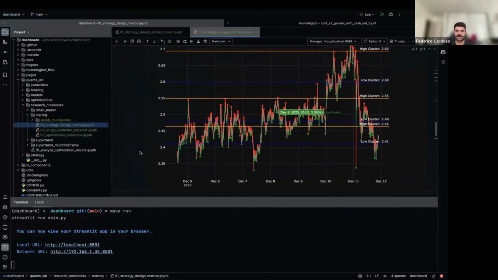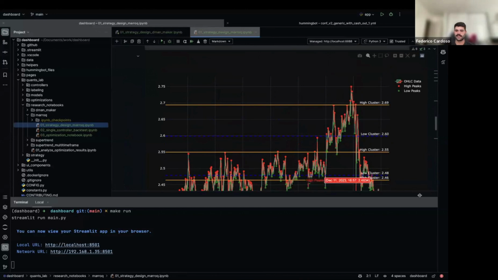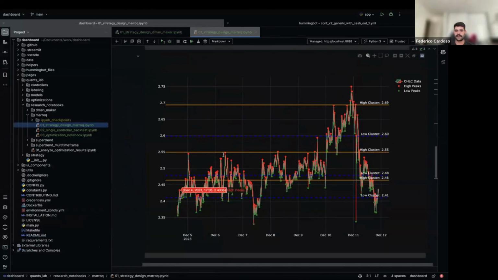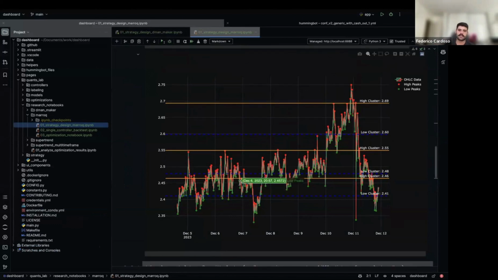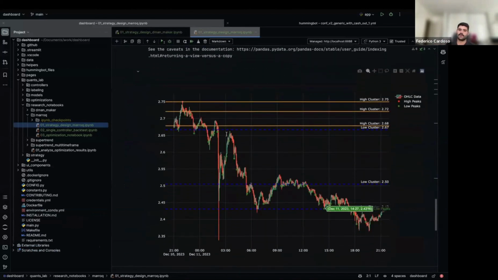Well, this one is very cool. I'm going to continue working on this, but this is a script that finds the high and low peaks. Based on that, it makes a clustering, which is an unsupervised machine learning technique, to cluster the peaks and all that stuff. So then we can put the orders on those resistance and support levels. But this is a little bit more advanced for now.